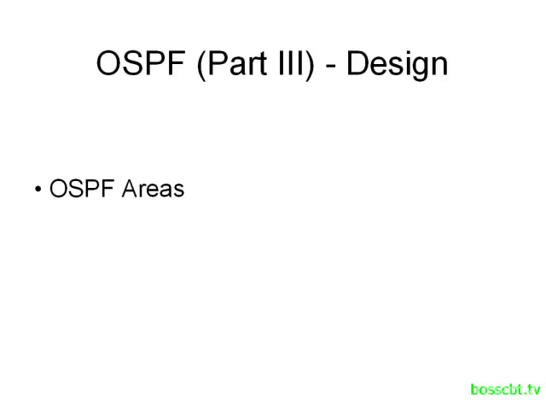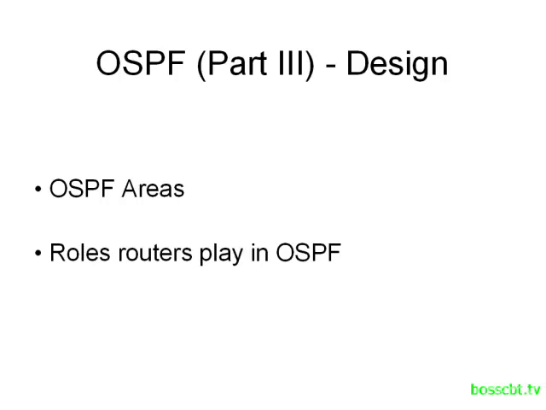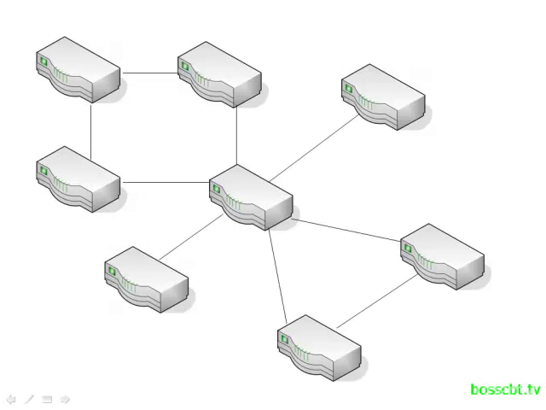So we're going to start off by looking at something called the OSPF area, and we'll see how it's used to bring some structure to a network by using OSPF. And after that, we'll take a look at the different roles that routers can play once they're configured to run OSPF. To really appreciate why we need to organize OSPF, let's take a look at an example.